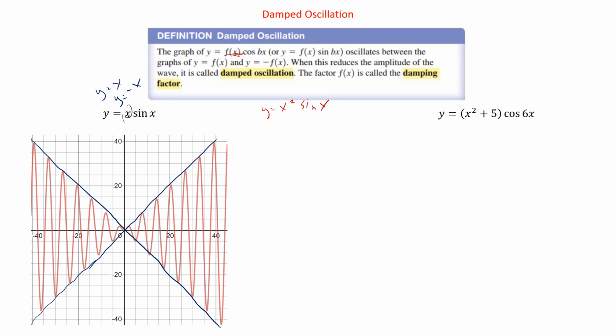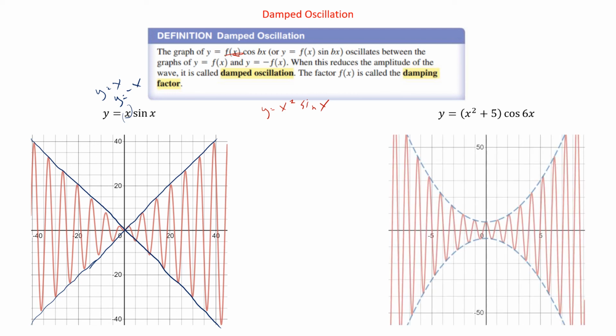One that's perhaps a little bit more fun: y equals x squared plus 5 times cosine of 6x. If we graph this one, it looks like this. These blue dotted lines here are going to be y equals x squared plus 5 and y equals negative x squared plus 5. Those are the blue dotted ones, and the cosine just goes right in between there.